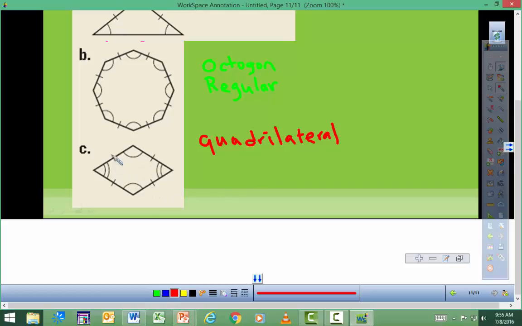And are all the sides congruent? Well, yeah, all the sides are congruent, so it's equilateral. But the angles are not congruent. Because there's only one tick mark for the angle here, and there's 2 here, that means they're not equal. So because they're not equal, that means we don't have equiangularity. And so the sides are equal. So we have an equilateral quadrilateral.